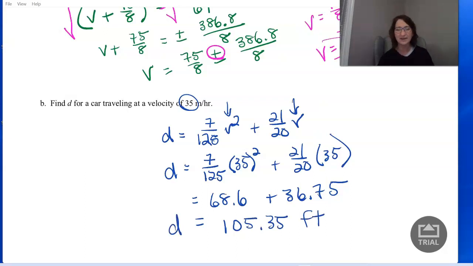Not nearly as complicated. All right, so you've got enough to do your homework. Good luck. Have fun.